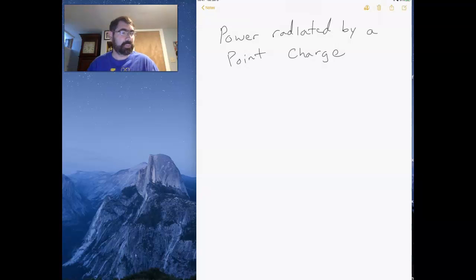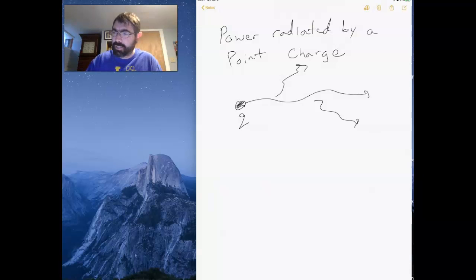So the idea is that we're going to start with a charge, Q, which is then going to be moving through space. And as it moves through space, then it will radiate electromagnetic waves. So the starting point is the electric field that we determined in Chapter 10 for a moving point charge.